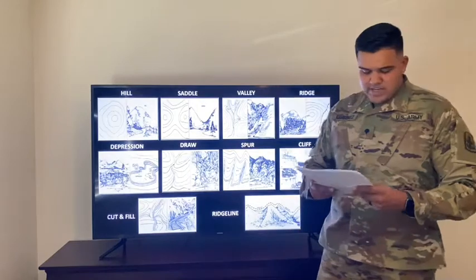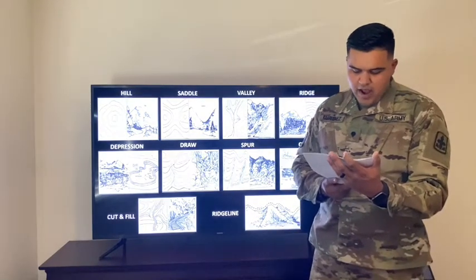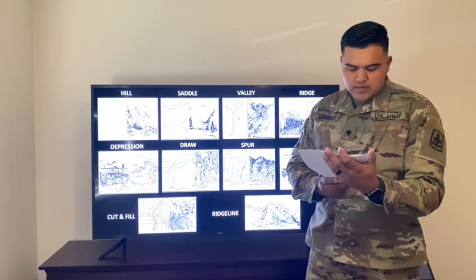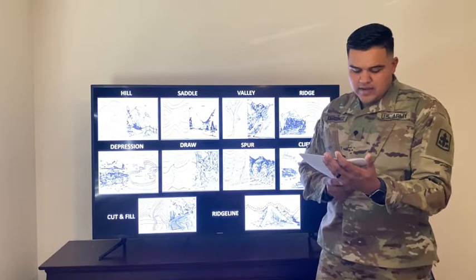The next one we have is a spur. A spur is a short, continuous sloping line of higher ground, normally jutting out from the side of a ridge. A spur is often formed by 2 roughly parallel streams cutting down the side of a ridge.